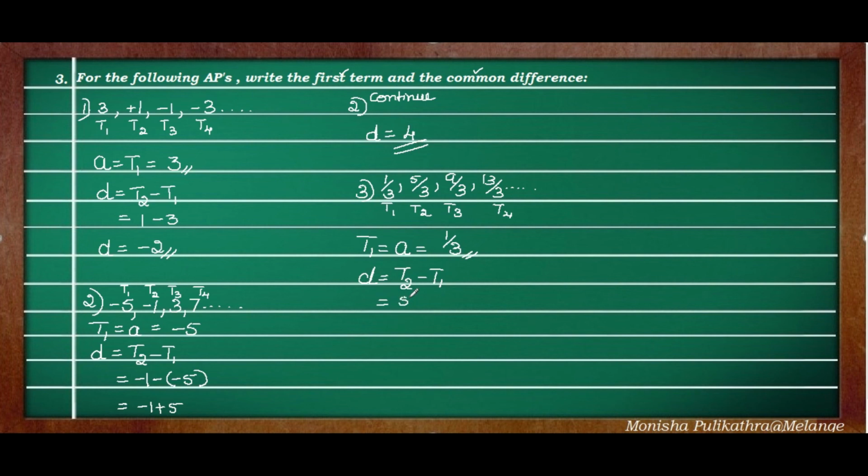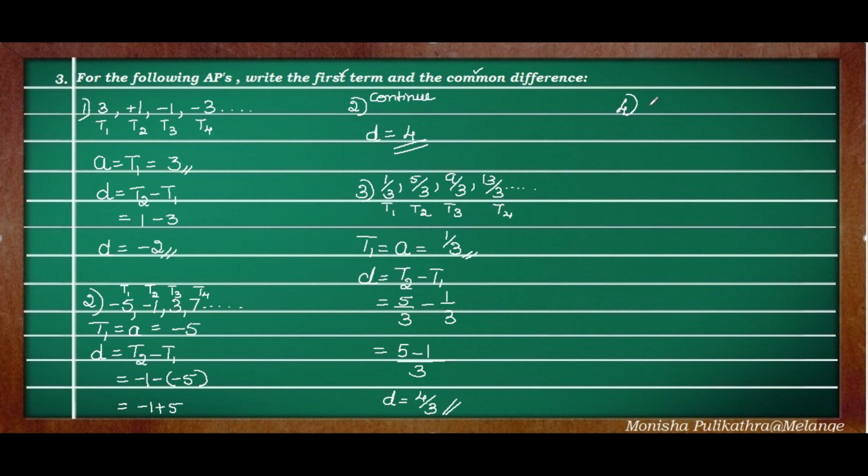Here T2 is 5 by 3 minus T1, which is 1 by 3. Since the denominator is the same, the LCM will be 3 itself. So if the LCM is 3, the numerator will remain as it is. So 5 minus 1. The common difference here is 5 minus 1, 4 divided by 3. The first term is 1 by 3 and the common difference is 4 by 3. So this is the last question of the third main.